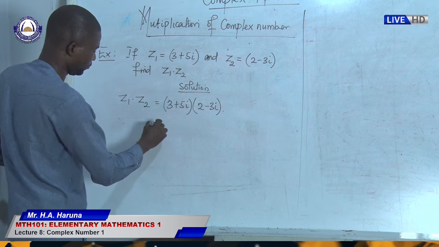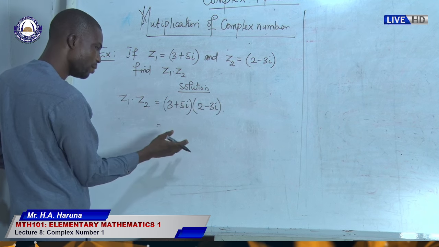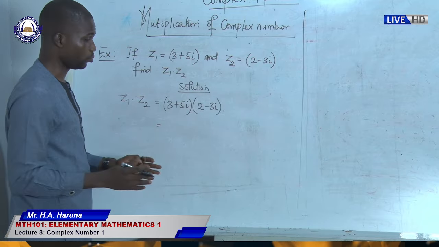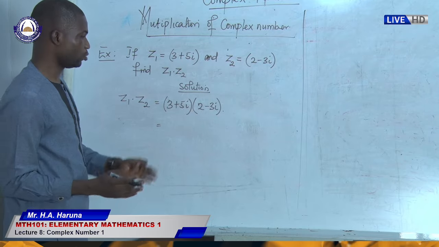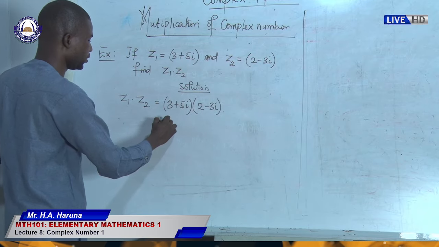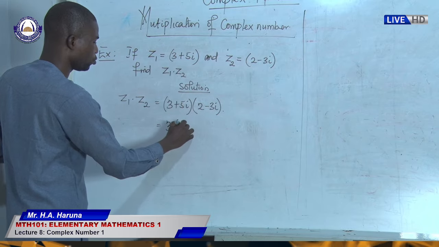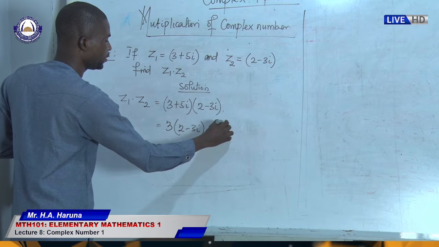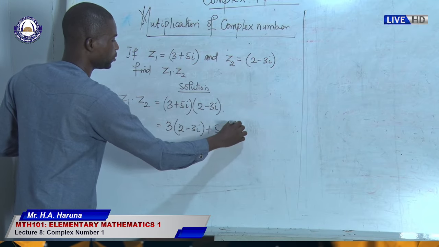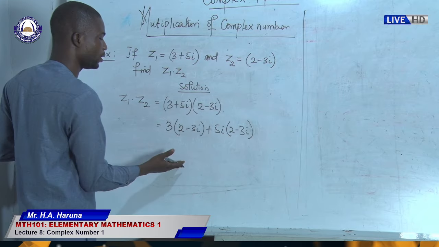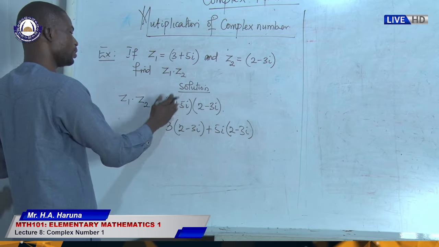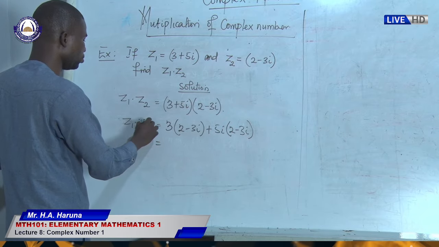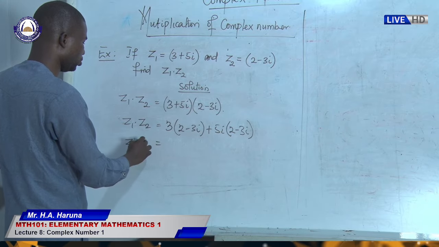So you have, remember I said you should distribute it. For clarity's sake, you must do that so that you will not mix them up, even though some can do it without distributing it. So you can say 3 into 2 minus 3i plus 5i into 2 minus 3i. Another person can decide to distribute this over this. You're still going to get the same thing. So Z1 dot Z2.